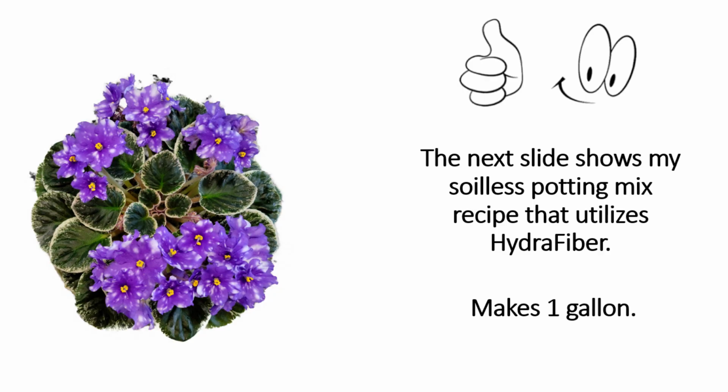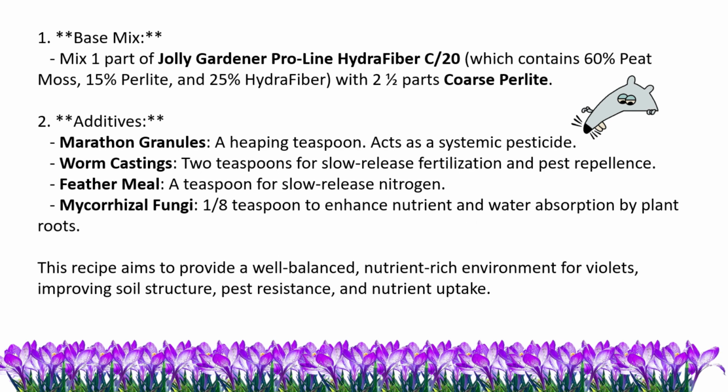The next slide shows my soilless potting mix recipe that utilizes HydraFiber. It makes 1 gallon. 1. Base mix. Mix 1 part of Jolly Gardener Proline HydraFiber C/20, which contains 60% peat moss, 15% perlite, and 25% HydraFiber, with 2.5 parts coarse perlite.